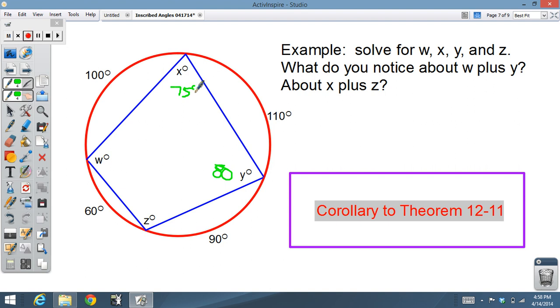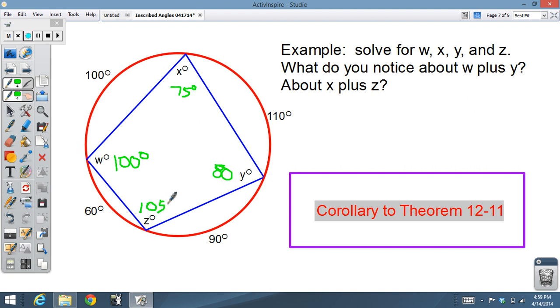Okay, so by the same logic, let's just say this 110 plus the 90, that's 200. That's intercepted by w. W must be half of it. W must be 100. And z intercepts 100 plus 110 for a total of 210. Half of that is 105.